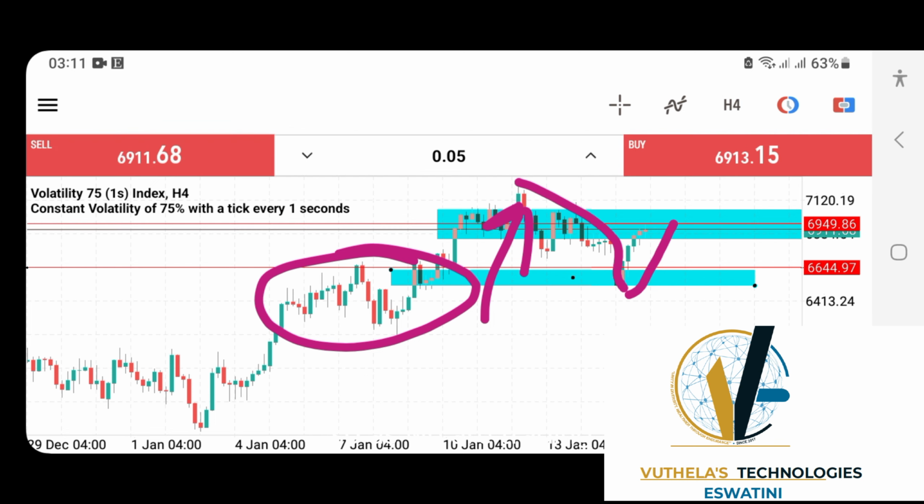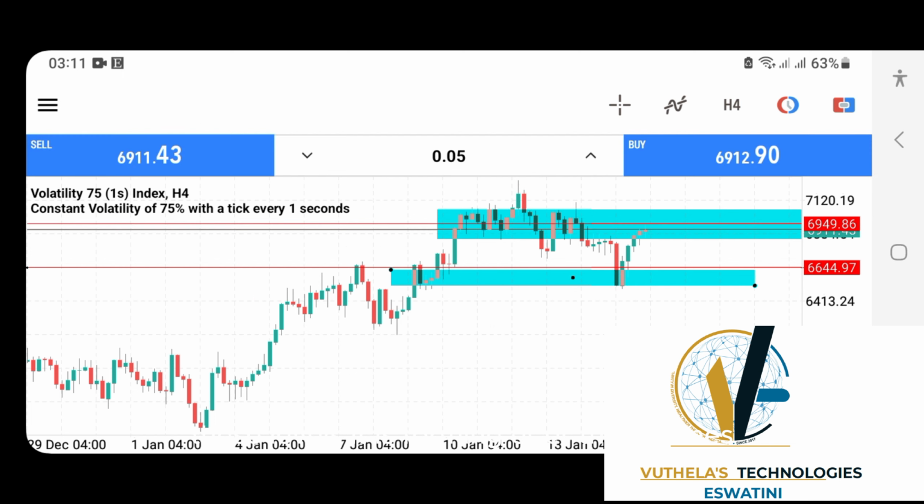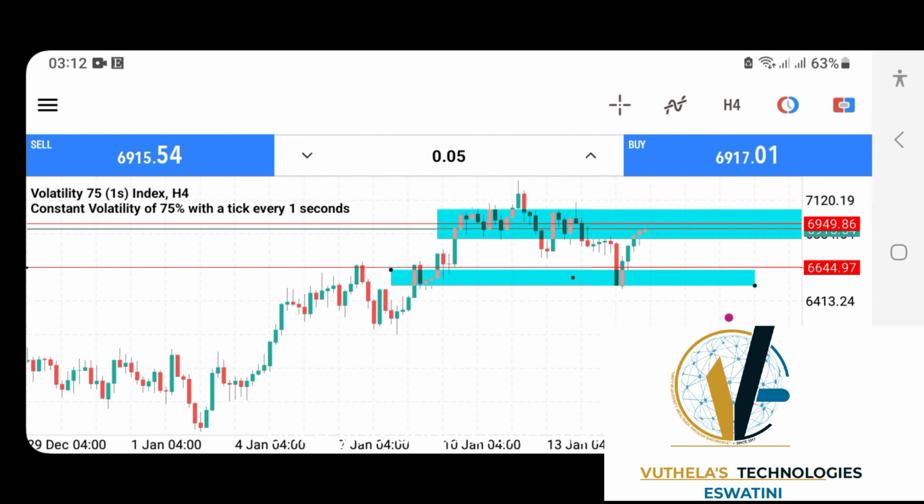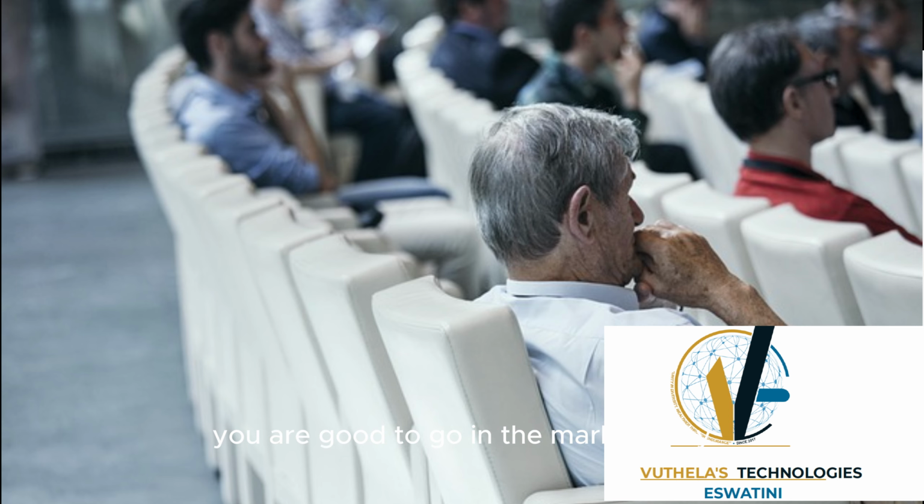So as we are trading, it is very important to identify these areas. Don't just buy anyhow, sell anyhow. See and know that now the market is forming these levels, it is forming these zones. Then I can buy, then I can sell. Okay, once you understand that, you are good to go in the market.